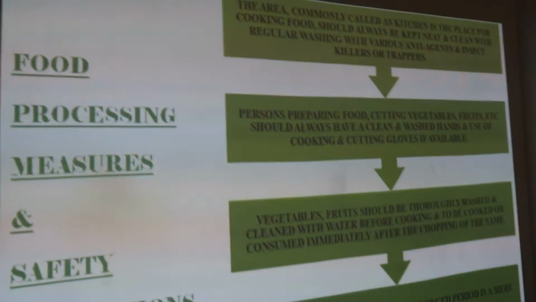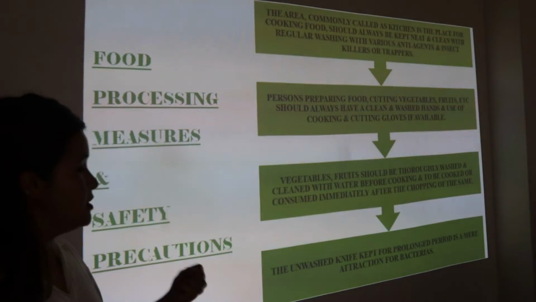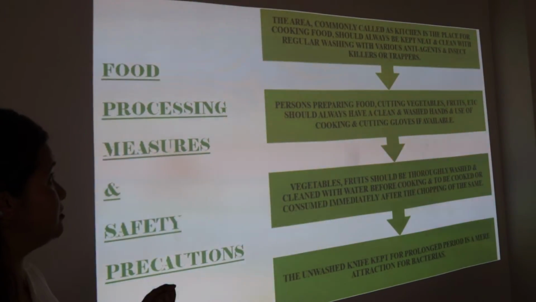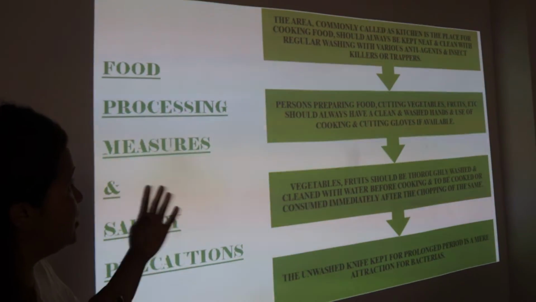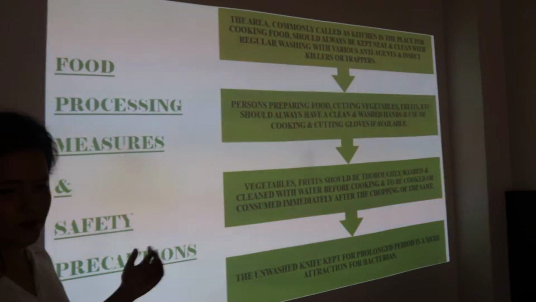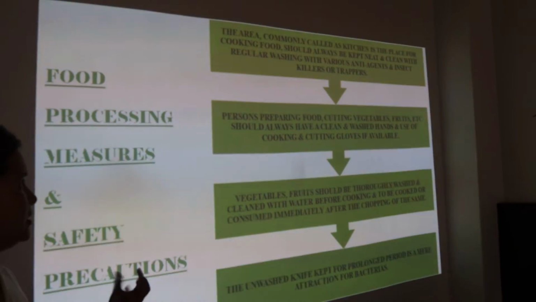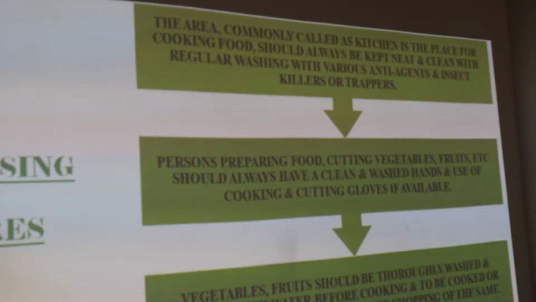Another topic is food processing measures and safety precautions. What kinds of precautions? Suppose your mom and dad or anyone is cooking in your home, they should always follow these kinds of guidelines. The area, commonly called the kitchen, should be very clean, and insects should not be there, no flies and so on. There should be insect trappers, okay?